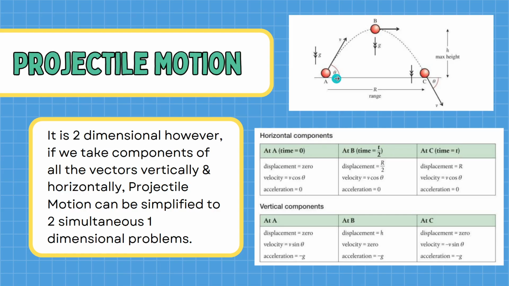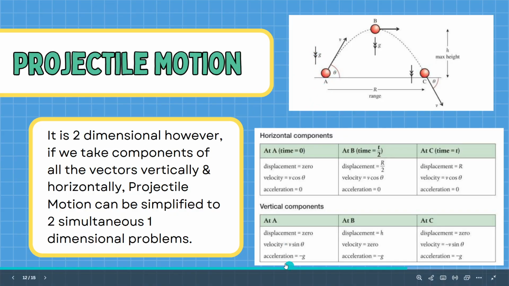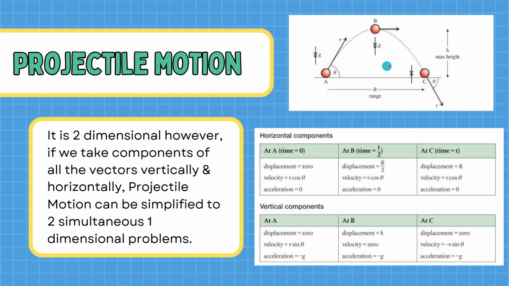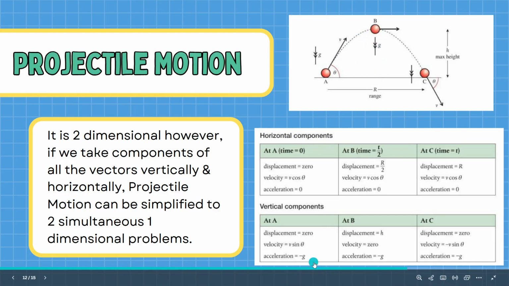It has a velocity of v sine theta. Now, for vertical, we take sine theta and acceleration is negative g. Remember, acceleration is a vector quantity, so direction matters, and gravity is downwards, as you can see this line over here. So it would be negative 9.8 meters per second squared.